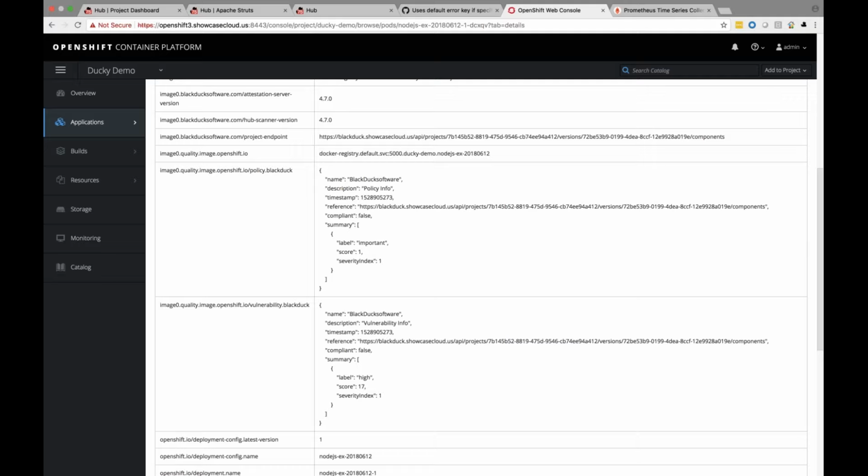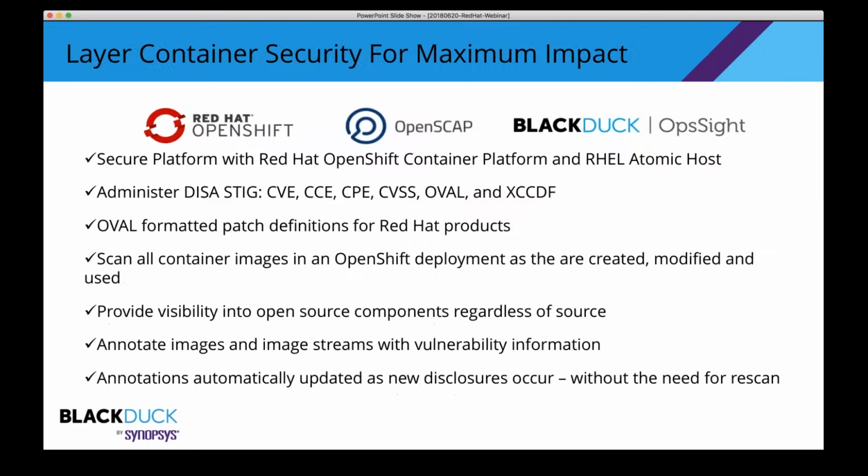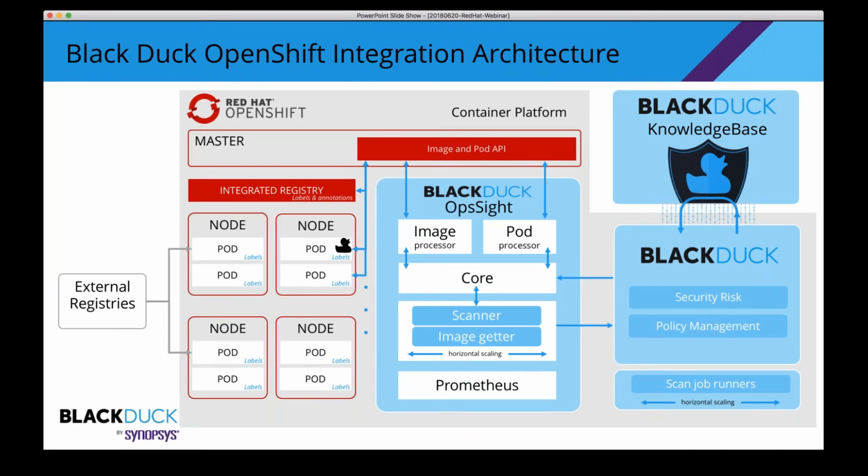So that's basically it in terms of the integration. Again, I go back to the architecture for a quick review. Whenever images are created, updated, modified, introduced into your OpenShift environment, created as a pod from any source, the Black Duck OpsSight integration will capture those events and scan them. And then the results of those scans, from a security risk and policy management capability, will be annotated and labeled within your pods and images.